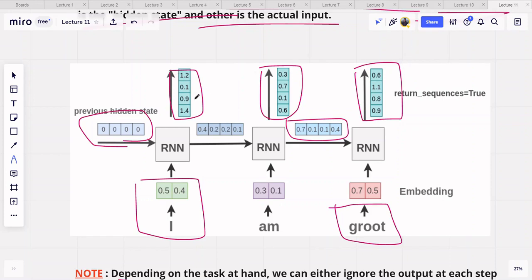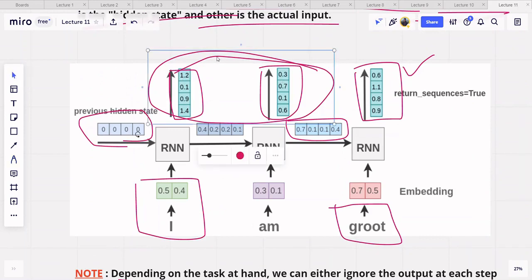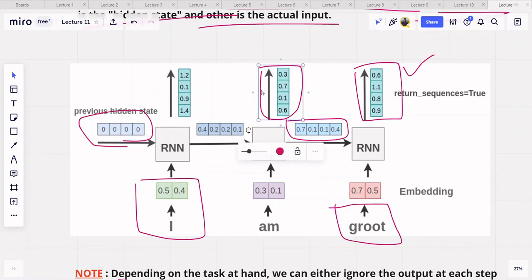But let's say we are doing sentiment analysis. In that case we may ignore all the other outputs, and we may care only about the last output, because in sentiment analysis we want to predict the sentiment. So once we have passed the entire sentence, we will ignore all the outputs except the last output, which will be our prediction. So depending upon the task at hand, we can either ignore all the outputs or we can keep them. This is very important.